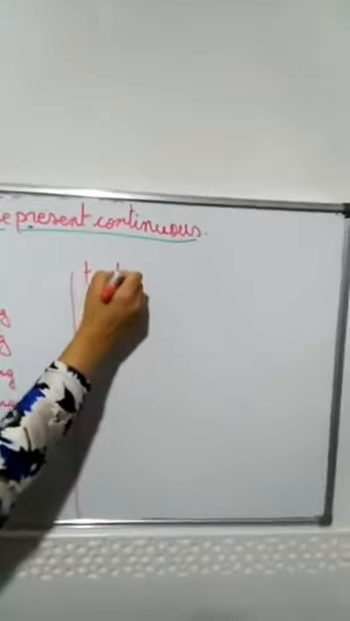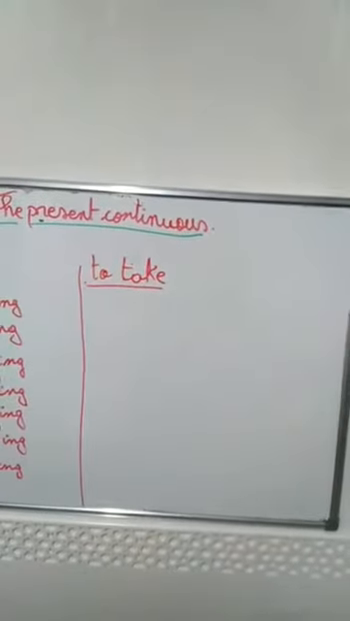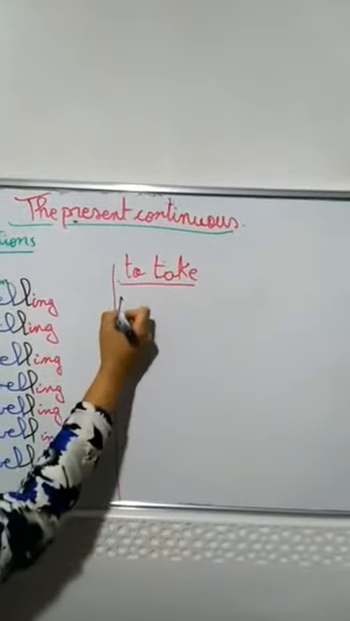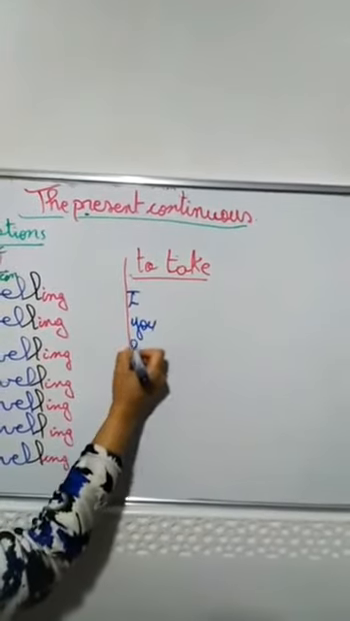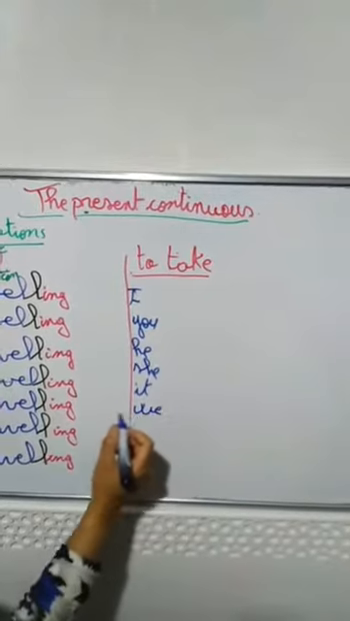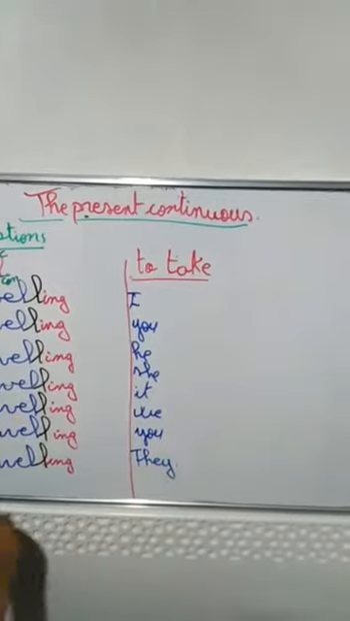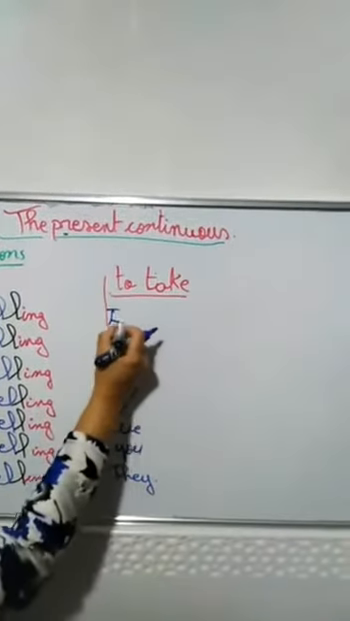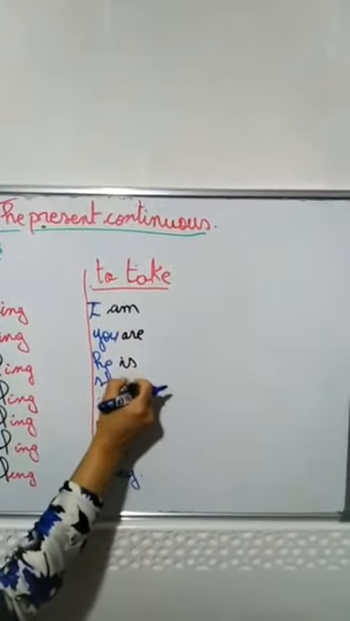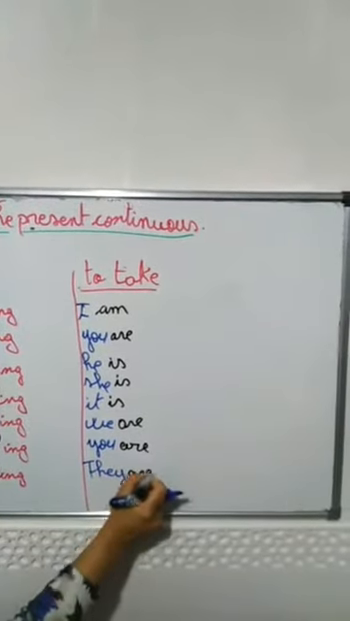Let's use the verb to take. Okay, the verb to take. What happened in this verb? So conjugate it in the present continuous. As we said before, we need the subject pronouns: I, you, he, she, it, we, you, and they. Is it okay? We need the verb to be in the simple present: I am, you are, he is, she is, it is, we are, you are, they are. No problem for this. Thank you.